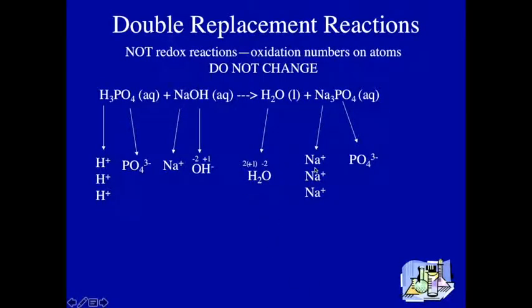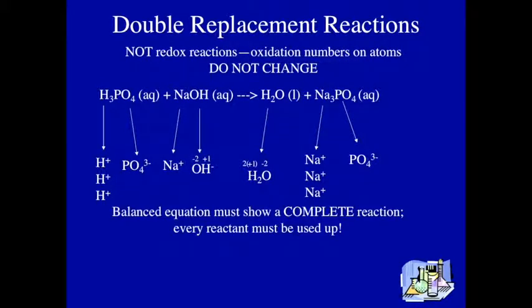What's important to see is that I have 3 sodiums here. They have to come from this side. I have 3 hydrogens that need to become waters, and I only have one hydroxide to do that. The balanced equation must show that all of my reactants are turned into products. I can't have leftovers. This is not limiting reactants, which we will cover more closely in another video.